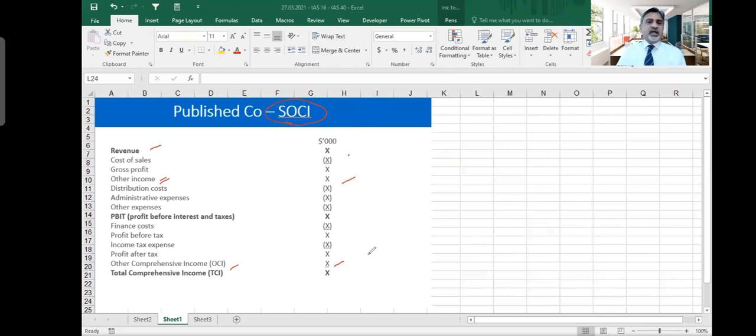IAS 16 is something which is unrealized. We are not going to sell it. It may go up, it may go down in the future. By the way, going down means impairment. We have a separate lesson for impairment. That's not the topic of this session today.